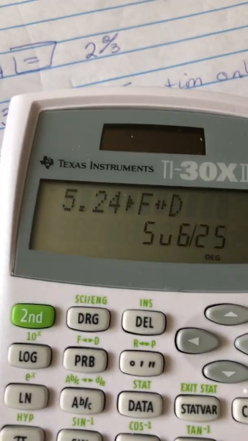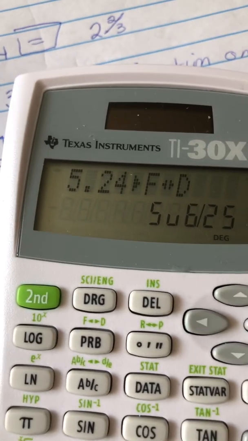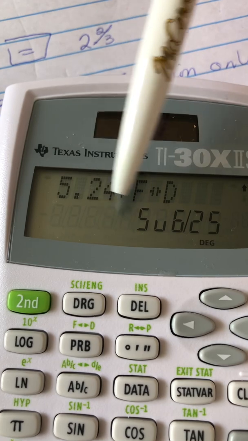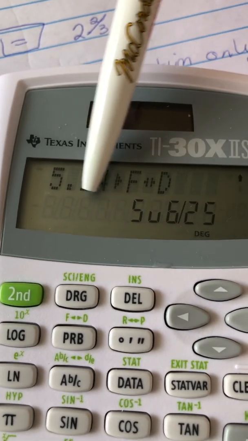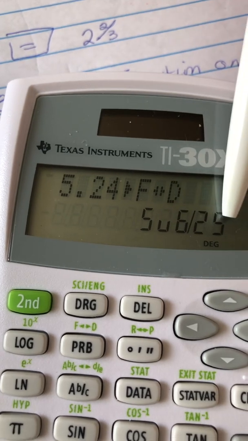Interestingly, fractions and decimals, the whole number is always the same. It's just the fraction part that we turn into the decimal. So this had 5 as a whole number here, and so did this. So it's really just saying 24 hundredths is the same as 6/25.